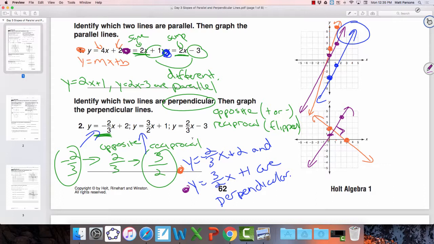So that's what it means to be perpendicular. They're going to cross, but they're going to cross at a right angle. Parallel means that they're not going to cross at all.